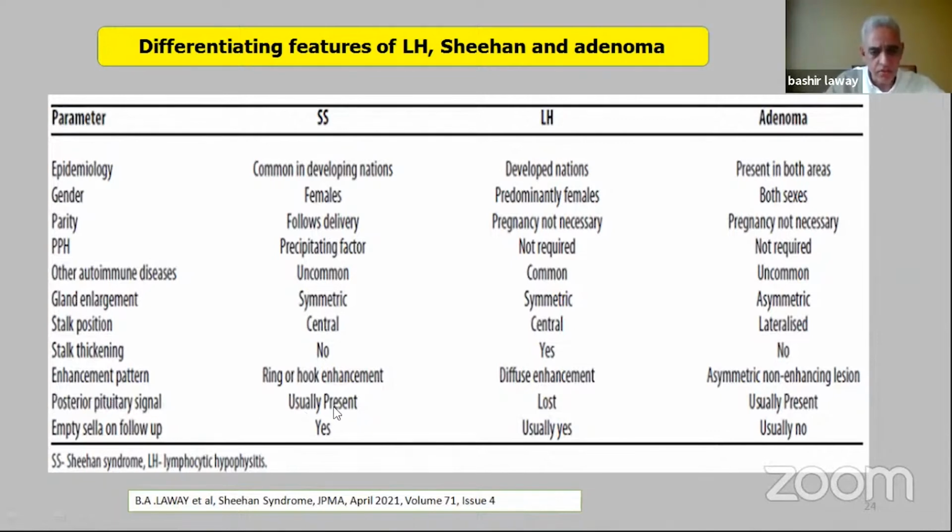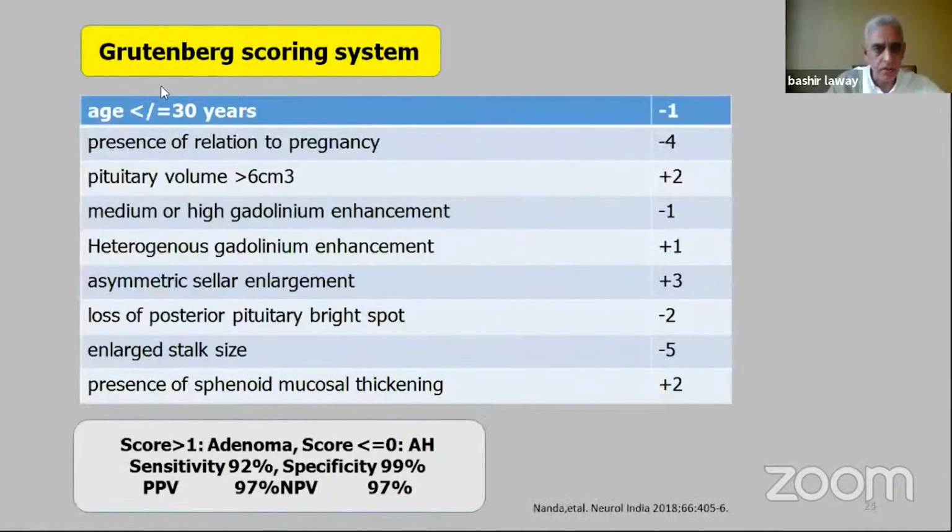Posterior pituitary signal is present in Sheehan, it is lost in lymphocytic, and usually present in pituitary adenoma. Empty sella and follow-up happens in Sheehan also, usually happens in lymphocytic also, and does not usually happen in pituitary adenoma unless there is apoplexy and then secondary empty sella.